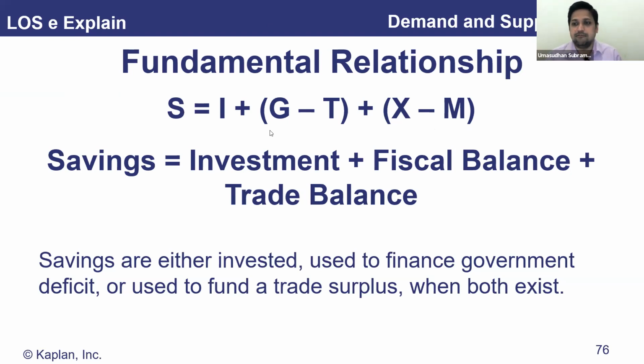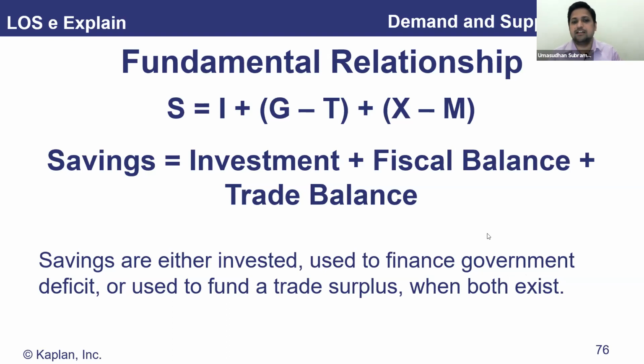So fundamentally, what happens if you see here, savings are either invested or used to finance government deficit, or used to fund the trade account balance when both exist. So that's what you need to understand. So S equals I plus G minus T plus X minus M.